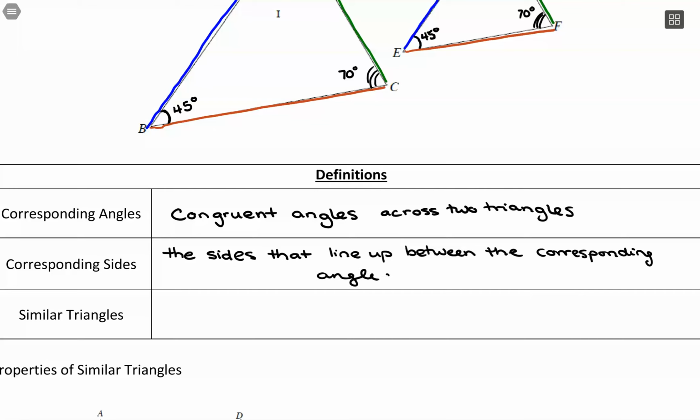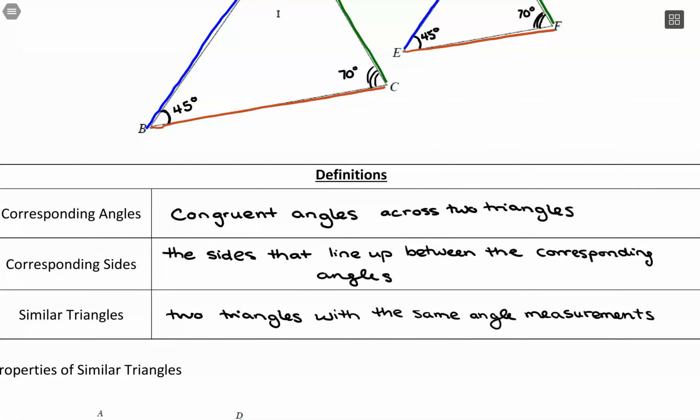So that's some terminology. When we have similar triangles, which again just means two triangles with the same angle measurements, then having these corresponding angles line up and corresponding sides, there's going to be properties that we can use specifically for solving for side length.